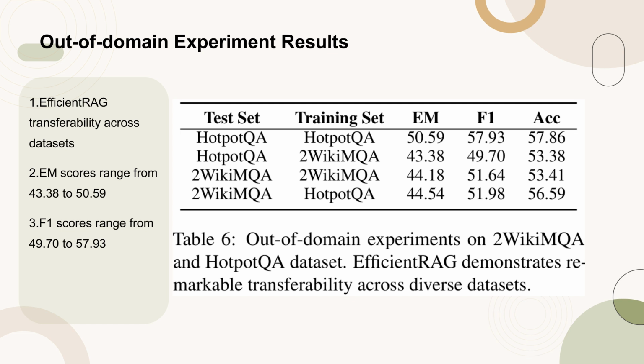This adaptability is highlighted by the EM and F1 scores, which demonstrate that EfficientRAG can achieve high accuracy even when not trained on the specific dataset it is tested on. This transferability is a significant advantage, as it suggests that EfficientRAG does not rely heavily on domain-specific knowledge, making it a versatile tool for multi-hop question retrieval tasks.